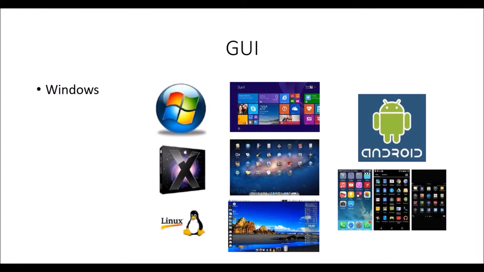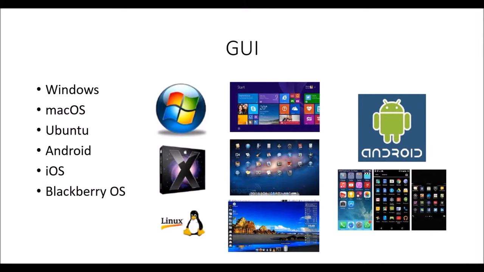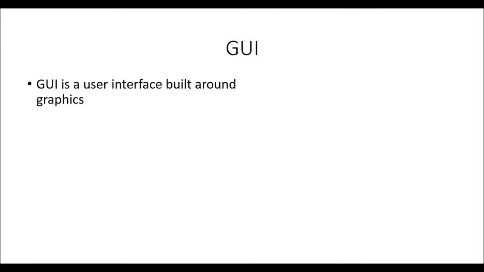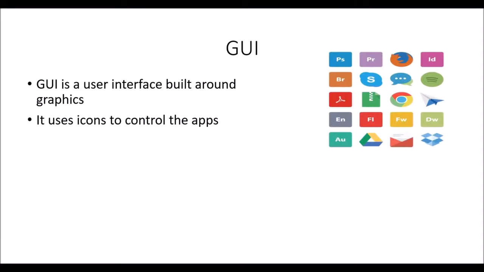When we say graphical user interface, there are a lot of examples of this. Windows, Mac OS, Ubuntu, Android, iOS, BlackBerry OS, all of them are using GUI. GUI basically is a user interface built around graphics. Take note of that, around graphics. Why? Because it uses icons to represent programs, as you can see from here.